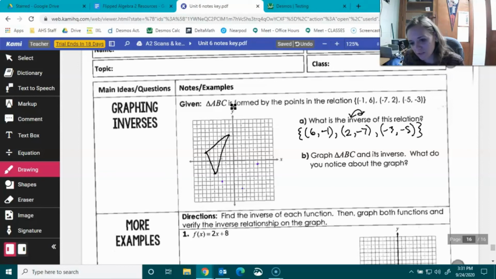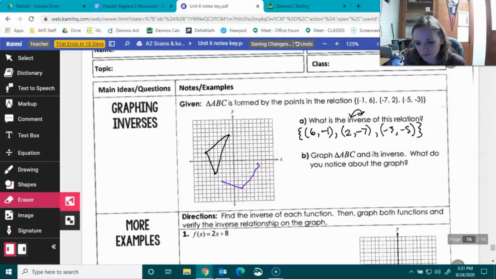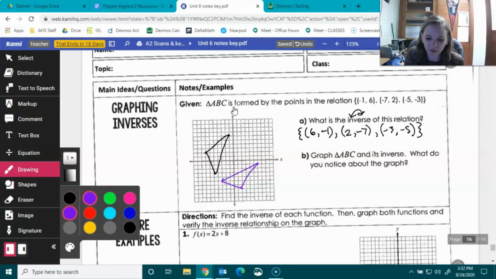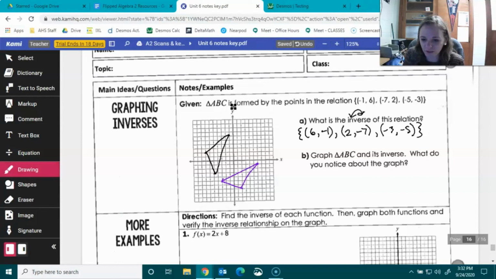Alright, am I in the right area? Yeah, it looks like I am. Oh, that's not very straight. There we go.